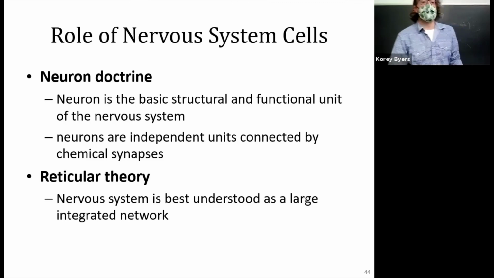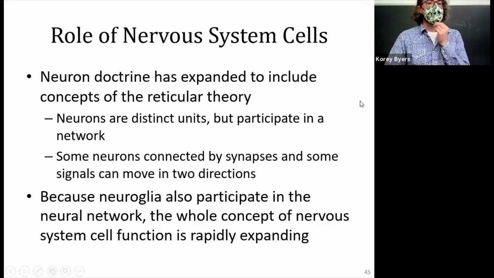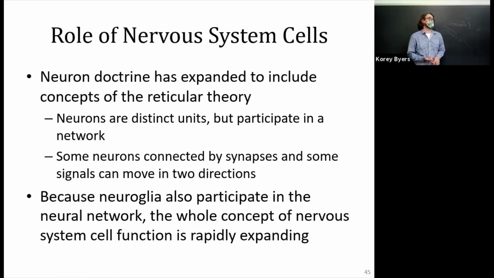Well, just like pretty much everything in science, or everything in the world really, it's more of a mix of those. The nervous system is a network of interacting neurons, but individual neurons can play a significant role in functionality. And so the neuron doctrine has been expanded to include concepts of both. So we know that neurons are distinct units, but they do work as a whole, as more of a network, just like a computer system. And so the neurons are connected by synapses and some signals can actually move in two directions. There are some neurons that can send signals to more than one cell.